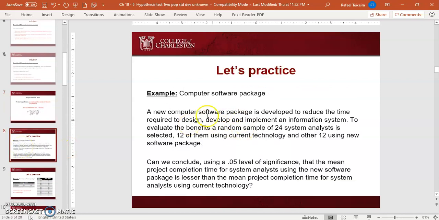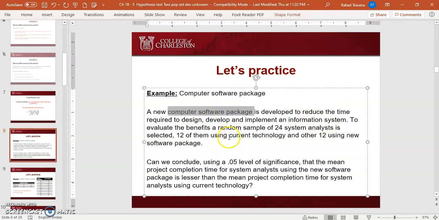Okay, let's take a look at one example. We have a company developing a new computer software package, and the objective is to reduce the time to implement an information system. So they have a new computer software package and the current software package. They're asking for two samples of 12 engineers. So it's a sample of 24 analysts, 12 of them using the current technology, representing one population, and 12 using the new software package, representing the second population.